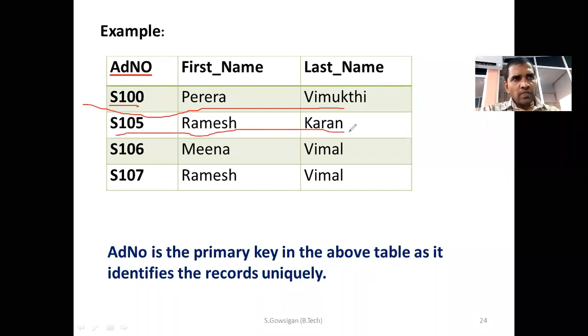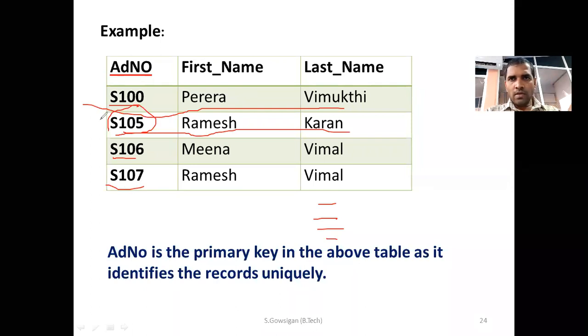Look here, to identify the second record, you have to use S105. You cannot use Ramesh because Ramesh is a name. There may be many Ramesh possible. There may be many Karen possible. Here Karen is entered only once, but as I discussed earlier, there may be many Karens. So if I use S105, the second record is identified. If I use S106, I can identify the third record. If I use S107, I can identify the fourth record.